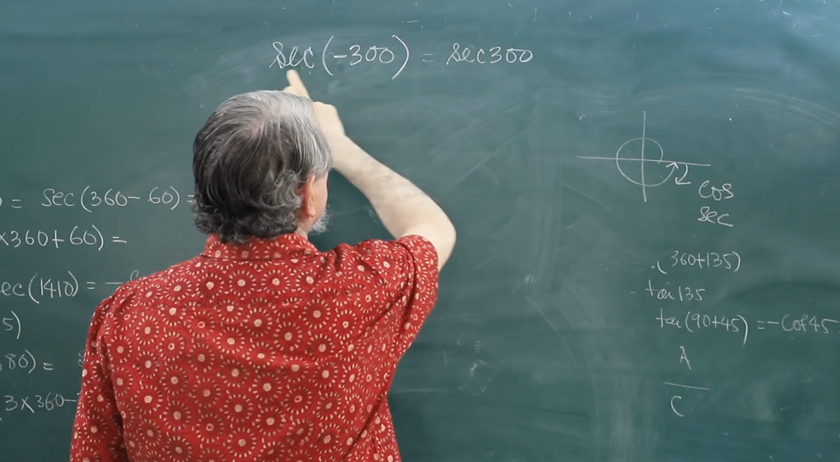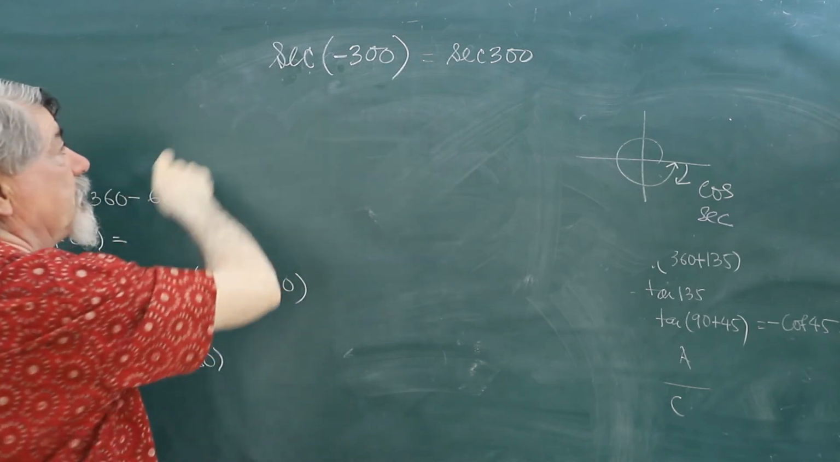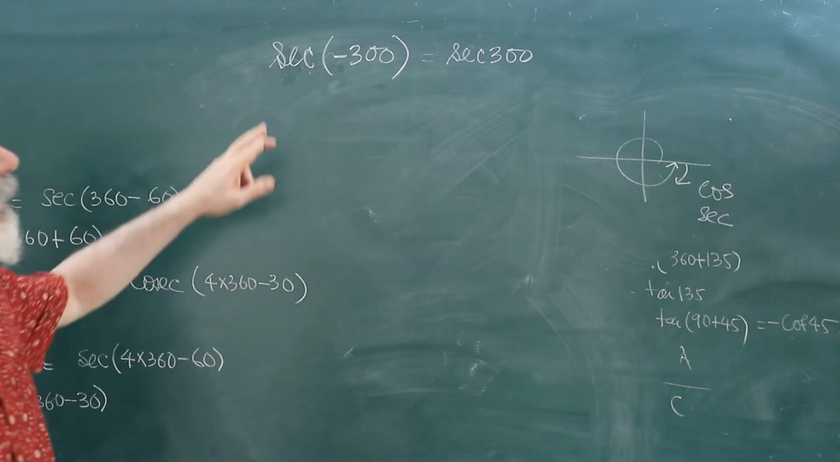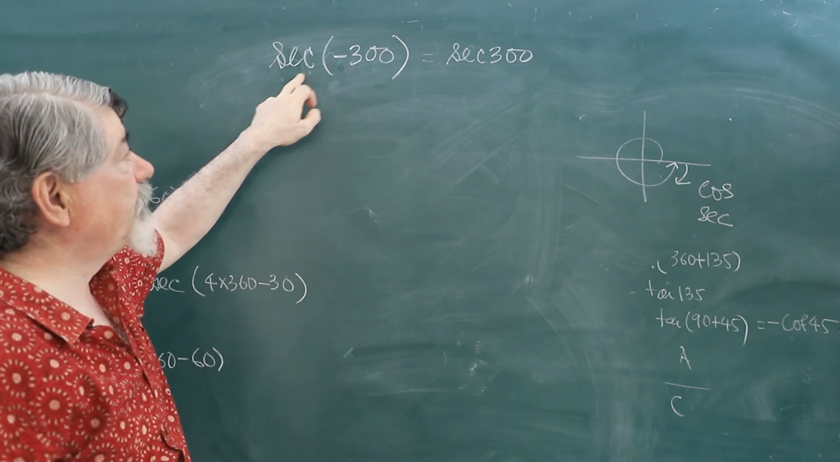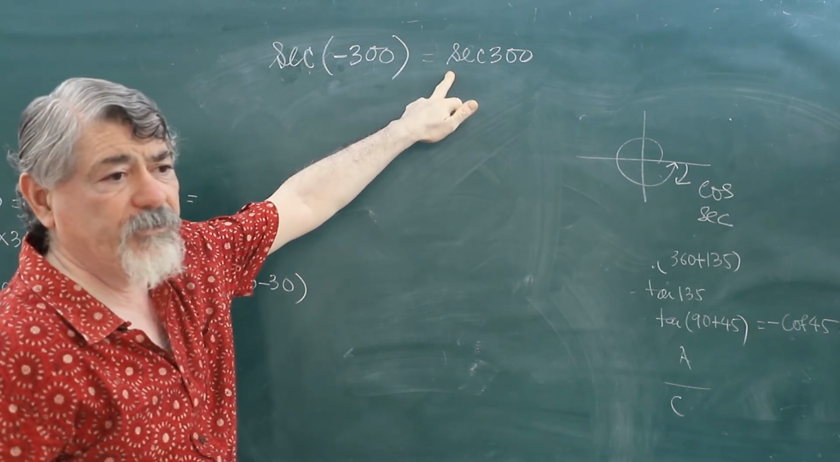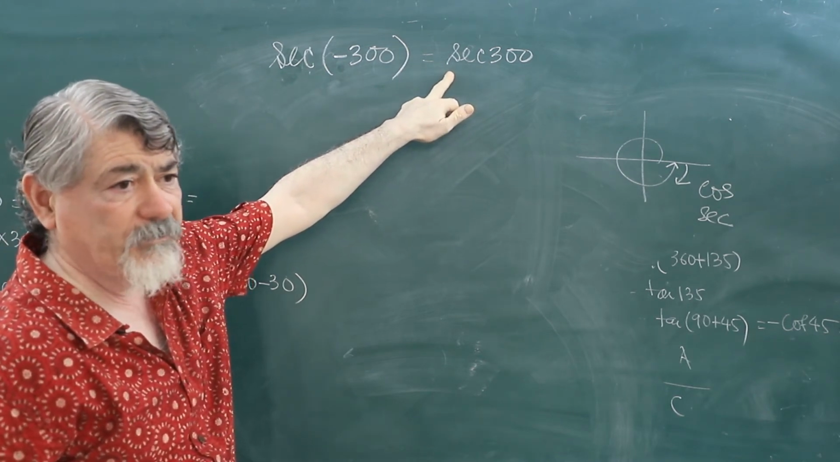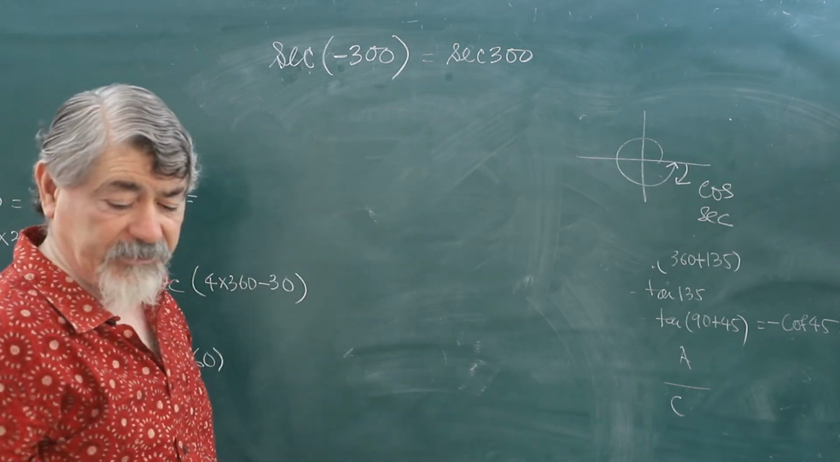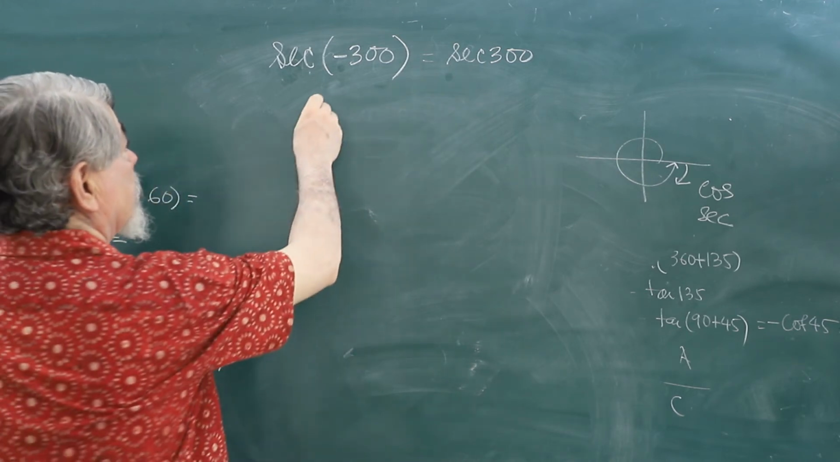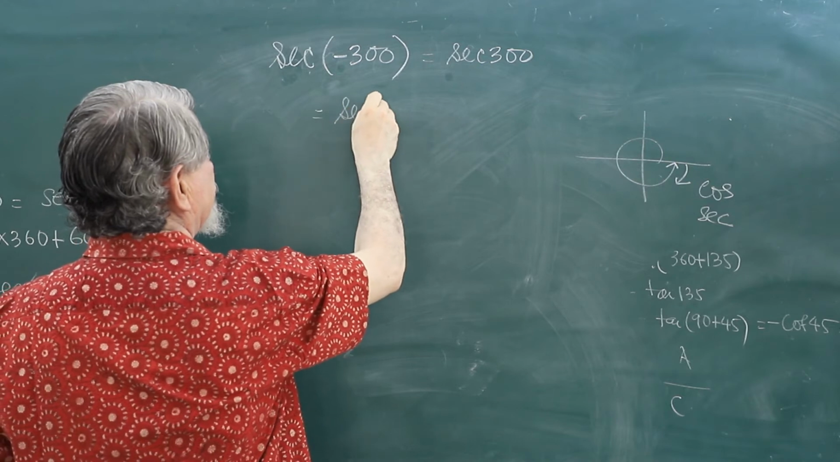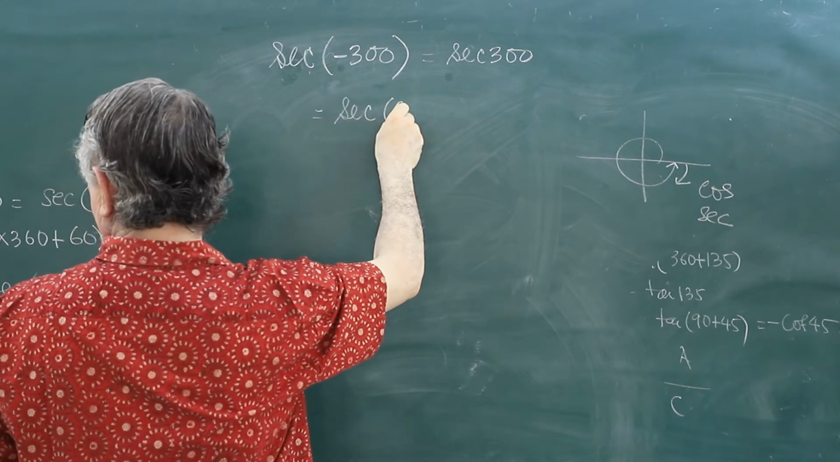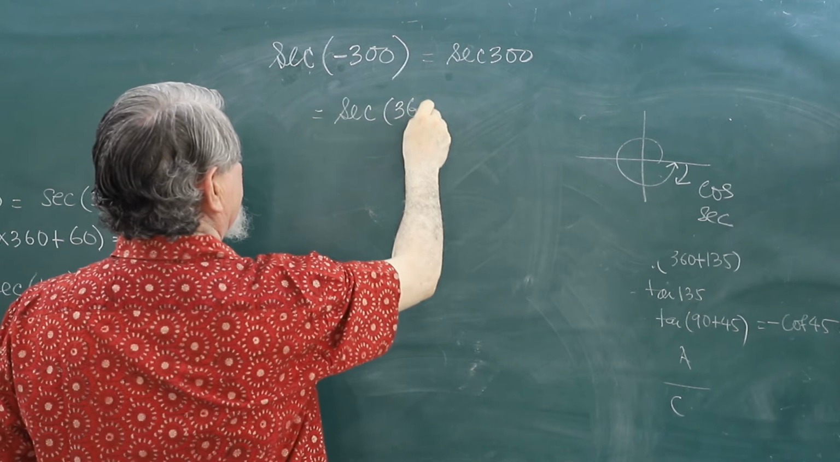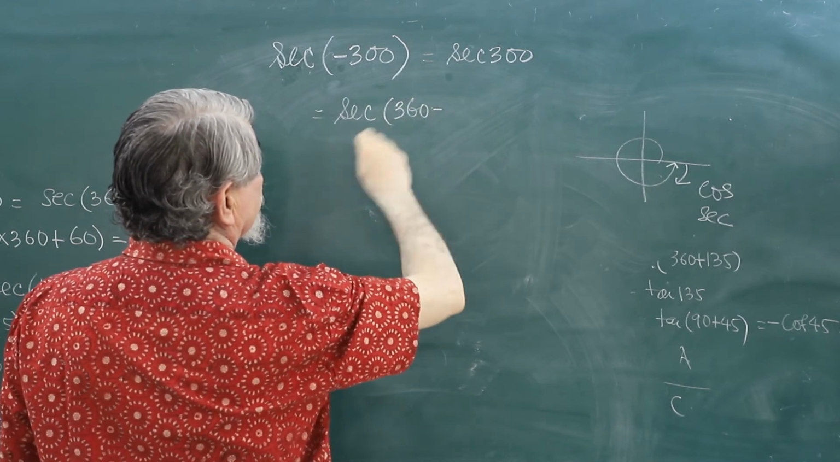If suppose the trigonometric ratio was given in such a way that it might have changed the sign, we would have brought it outside. There is no problem in that. But sec 300, now sec 300 again, I'll do sec 360 minus 60.